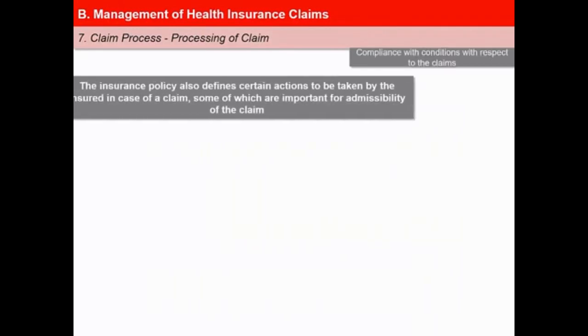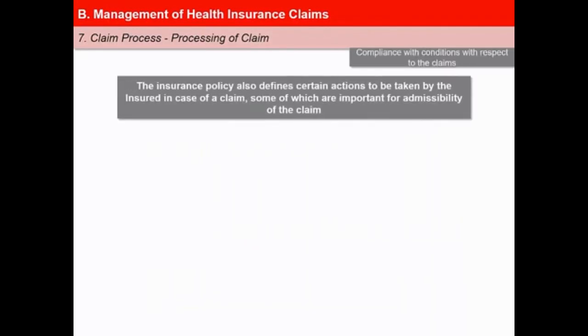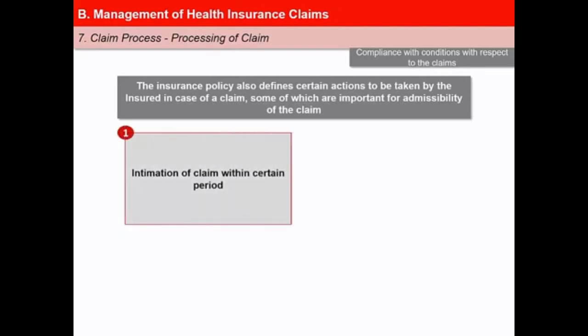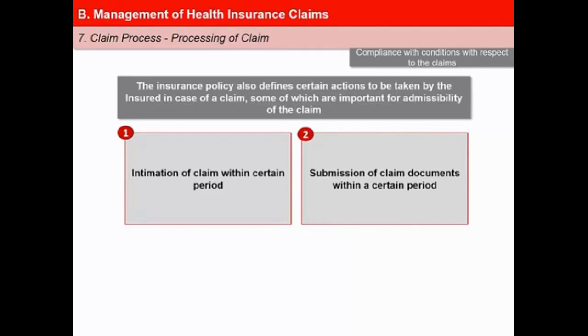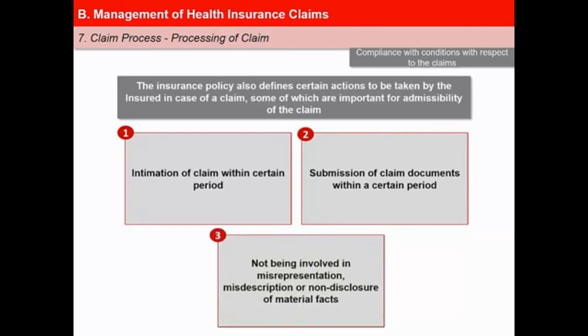The insurance policy also defines certain actions to be taken by the insured in case of a claim, some of which are important for admissibility of the claim. In general, these relate to intimation of claim within certain period. We have seen the importance of intimation earlier. The policy could stipulate a time within which such intimation must reach the company. Submission of claim documents within a certain period. Not being involved in misrepresentation, wrong description, or non-disclosure of material facts.